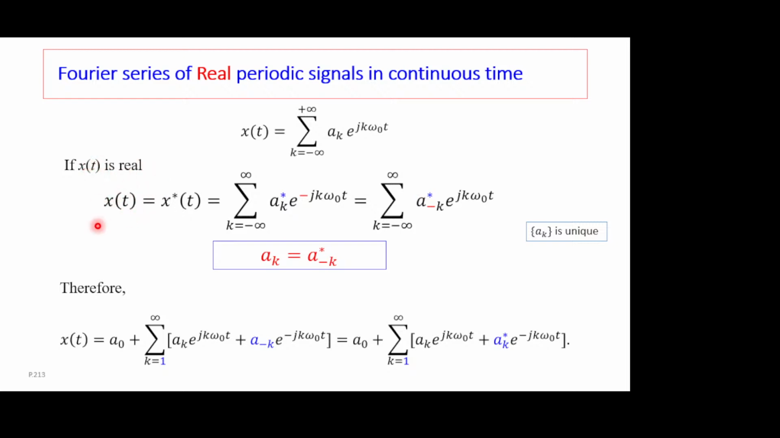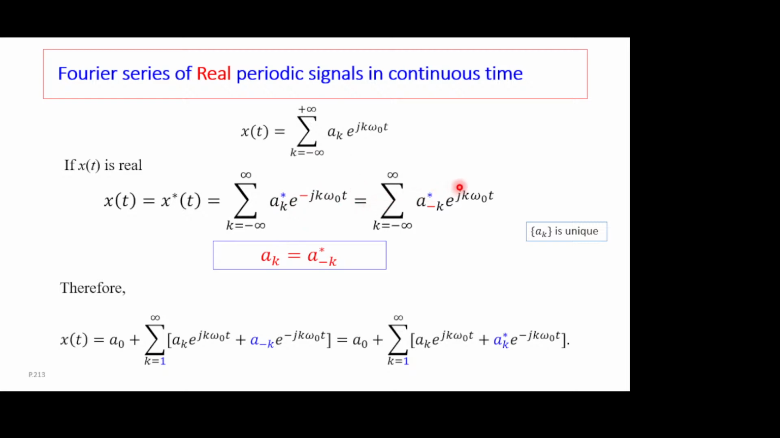If x of t is real, then x of t is equal to its complex conjugate, x star of t. Then you take the complex conjugate of this thing, and a_k becomes a_k star, because a_k can be complex. And look at the complex exponential, e to the jk omega naught t. When you take the complex conjugate, j becomes minus j, so e to the j something becomes e to the minus j something.